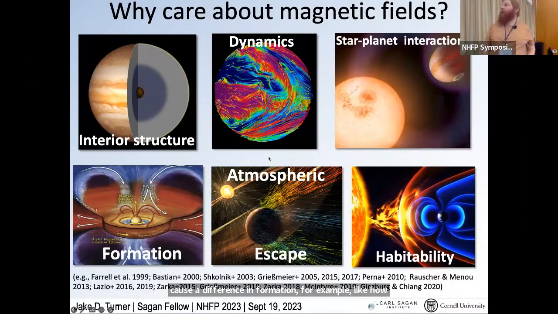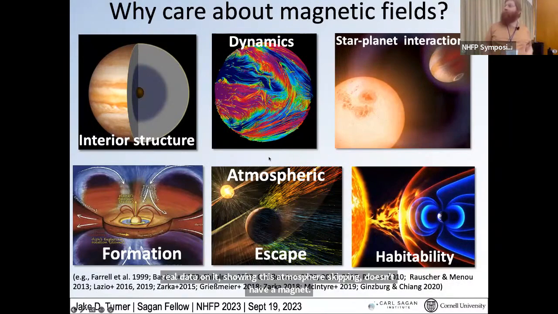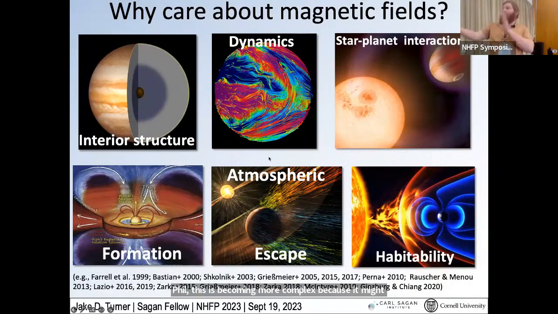That's obviously not the only thing you should care about. Atmospheric escape seems to be really important for the solar system. For example, this is a real simulation of Mars with real data on it, showing its atmosphere escaping. It doesn't have a magnetic field. This is becoming more complex because it might depend on what your magnetic field strength is compared to the size and mass of your planet, and it might either increase escape or decrease escape. So it's really important to know what the magnetic field strength is. But again, for Earth-like planets, it's definitely something interesting to know, as well as habitability. It can matter both from the atmospheric escape standpoint, as well as how the interior interacts with the atmosphere and with the interior of the planet.